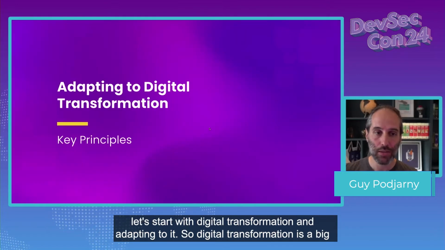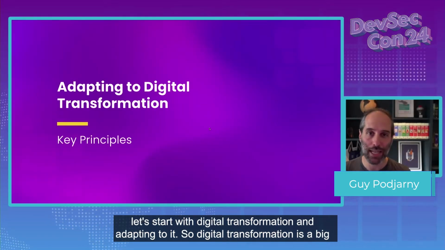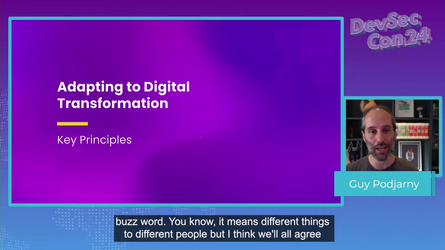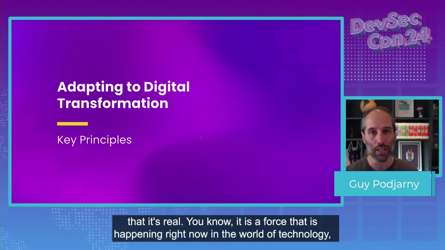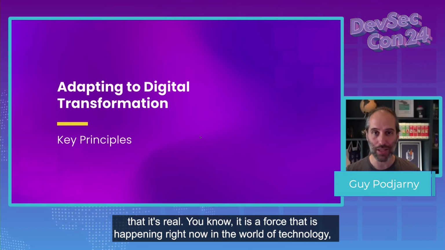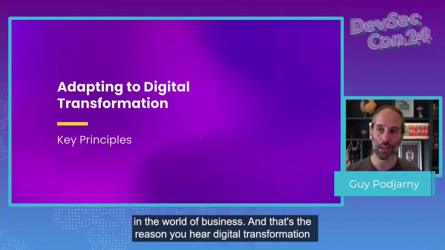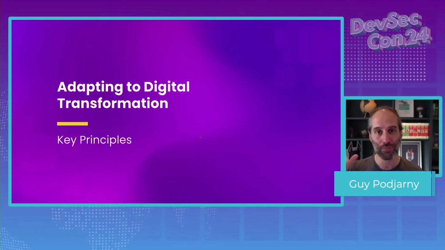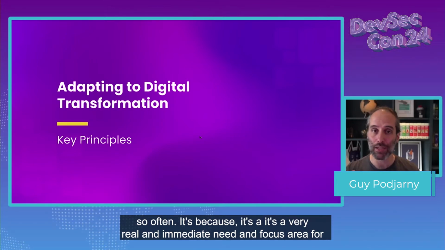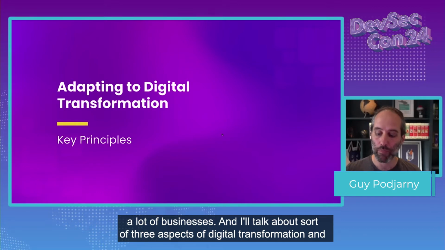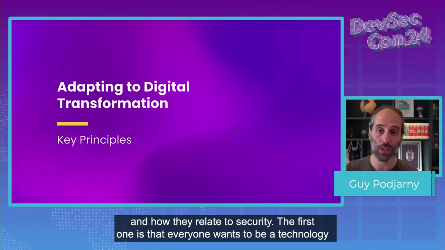So diving in, let's start with digital transformation and adapting to it. Digital transformation is a big buzzword. It means different things to different people, but I think we'll all agree that it's real. It is a force that is happening right now in the world of technology, in the world of business, and that's the reason you hear digital transformation so often. It's because it's a very real and immediate need and focus area for a lot of businesses. And I'll talk about three aspects of digital transformation and how they relate to security.